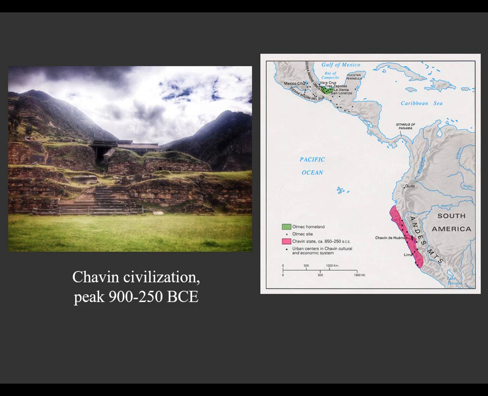So the Chavín you see on this map on the right had a fairly large geography that they controlled, that they influenced, mostly through trade relations. Their capital city was Chavín de Huántar, and they're around for several hundred years. So their peak of their civilization started around 900 BCE and lasts until about 250 BCE, which is getting very close to year zero.